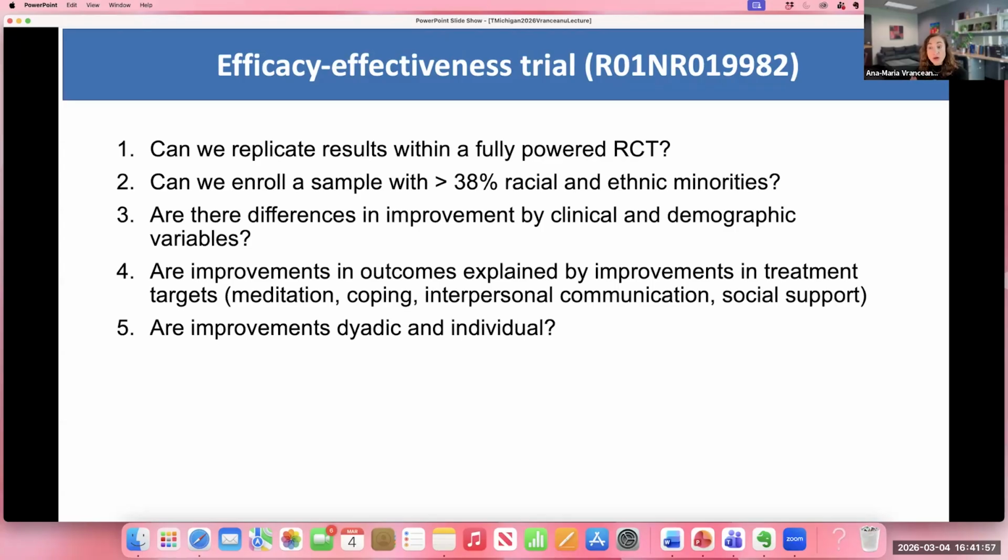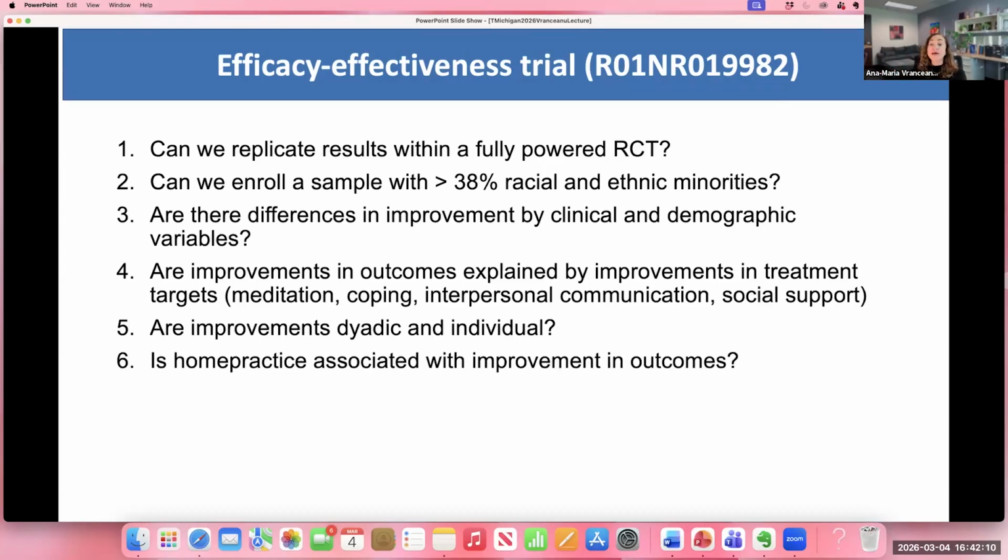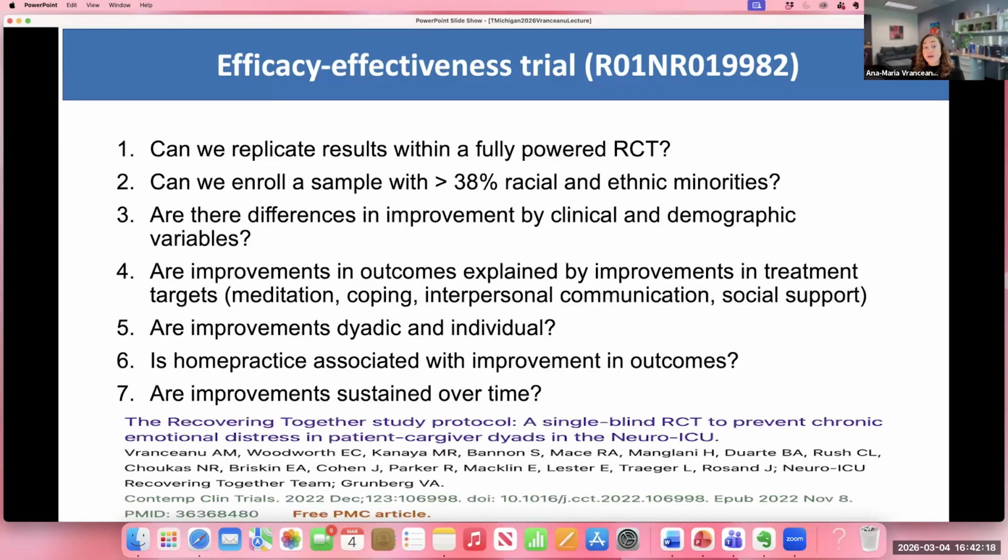In our pilot work, we didn't look at dyadic improvement. We only looked at individual improvement, which had to do with the sample size. But now we're going to look to see, if the patient improves, is the caregiver also improving within the same dyad? We're asking people to practice skills, but we want to see, do those make a difference or not? And are improvements sustained over time? So our protocol paper is published, and we have 5 more dyads to enroll. We are at 197 right now, which is very, very exciting.